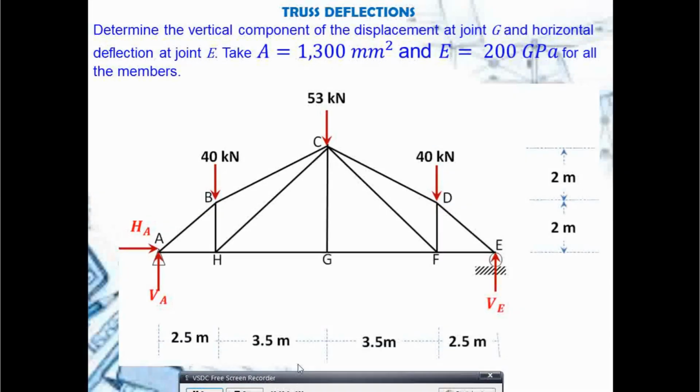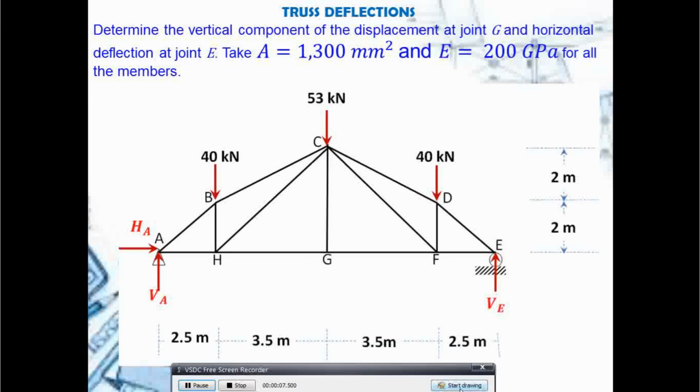Now for the illustrative problem number 3, you are required to determine the vertical displacement at joint G and the horizontal deflection at point E. Now, this figure looks familiar kasi ito rin yung figure kung saan sinolve ninyo yung mga bar forces dun sa lesson 2, chapter 2, lesson 1. So, naipakita doon kung paano nakuha yung mga bar forces. So, nasolve na natin in lesson 1 kung ano yung values ni VA, VE, and HA. Now, I want you to go look again at lesson 1 para makuha nyo yung mga values na ito.